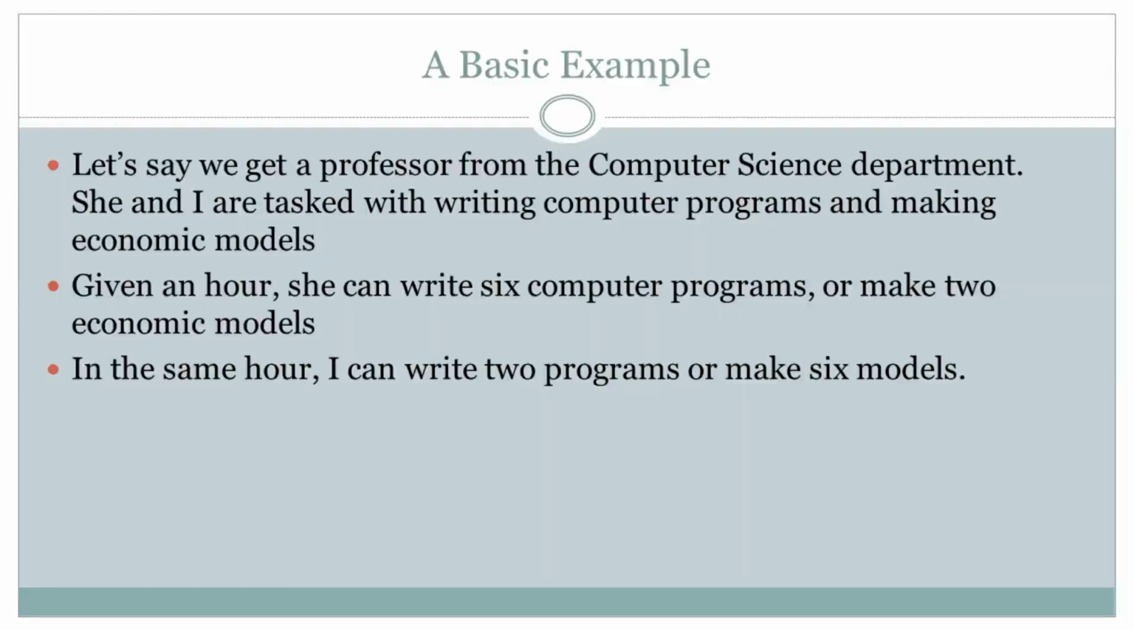So let's have a basic example. Okay, so let's say that I'm sitting right here and then we bring in somebody else. We're going to bring in a professor from the computer science department. Okay, and she and I have some stuff to do. We're going to work on a project together. And this project is going to require that we write some computer programs, and it's also going to require that we build some economic models. Okay? So one thing that we can think about is, okay, how good are each of us at these two tasks that we have? Once we figure that out, it's going to be a little bit easier to figure out, well, who should work on which of those tasks.